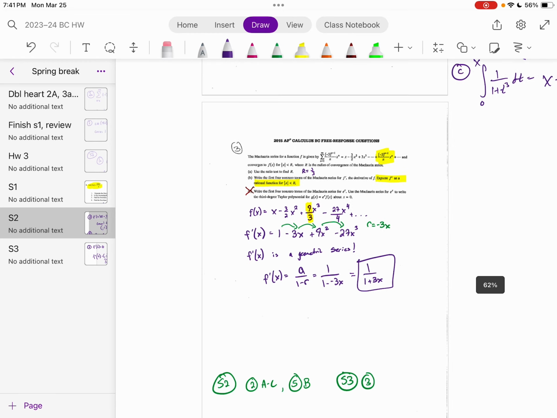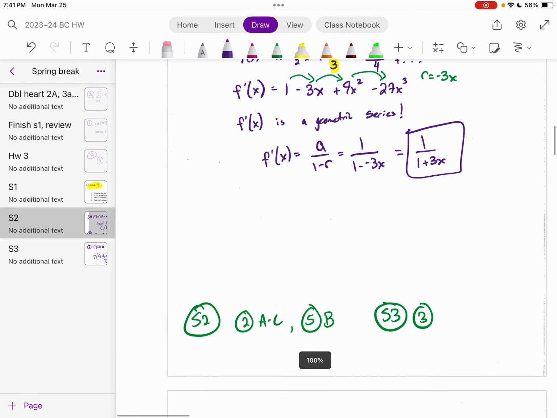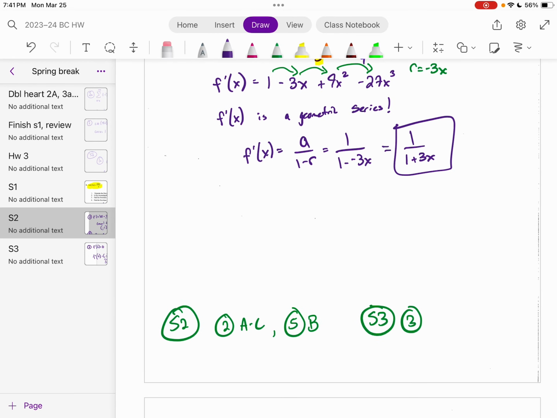So I would like you to try these friends for homework. From S2, let's do 2A through C. I don't think you're ready for D. And let's do 5B. You already did 5A. And then from S3, let's do problem 3. And I will have another screencast to go over those answers with you shortly.